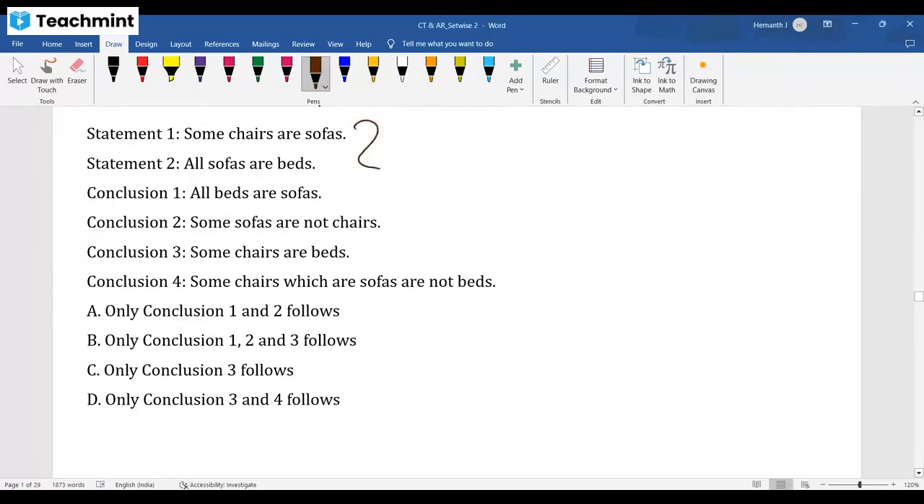Now here again, back to the scenario. See, some chairs are sofas. There is no either or. You have a freedom. When it failed, you throw it out. Always look into the options. When either or is not there, first one wrong means throw it out. Some chairs are sofas. All sofas are beds.